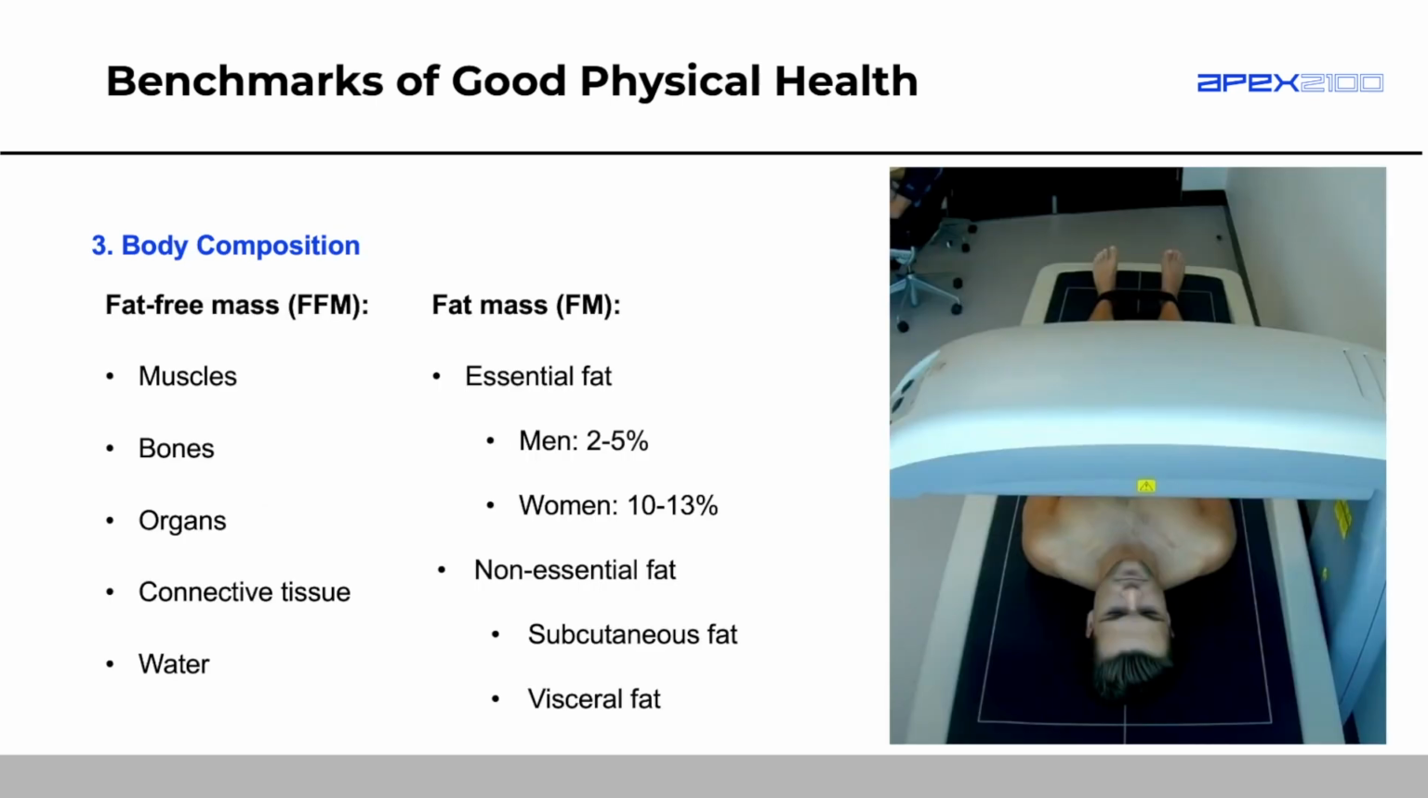Next benchmark of good physical health is body composition. So looking at our body and what it is composed of. Now we can put body composition into two main categories. That is fat-free mass and fat mass. So it makes it really easy. Fat-free mass includes everything but the fat. So it includes muscles, bones, organs, our connective tissues like our ligaments, our tendons. It includes water.